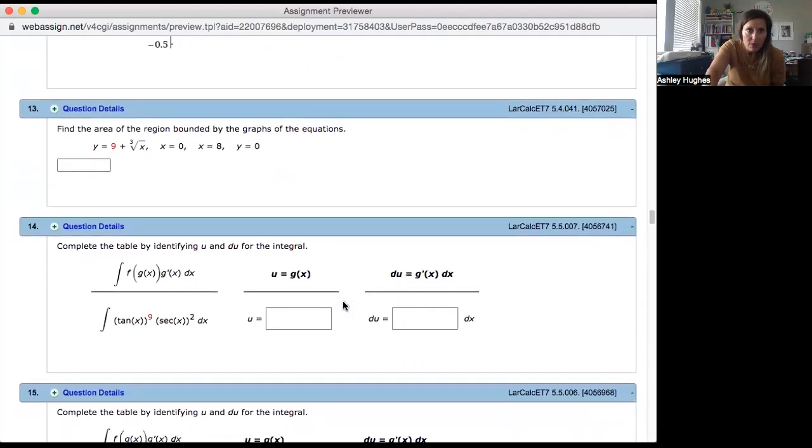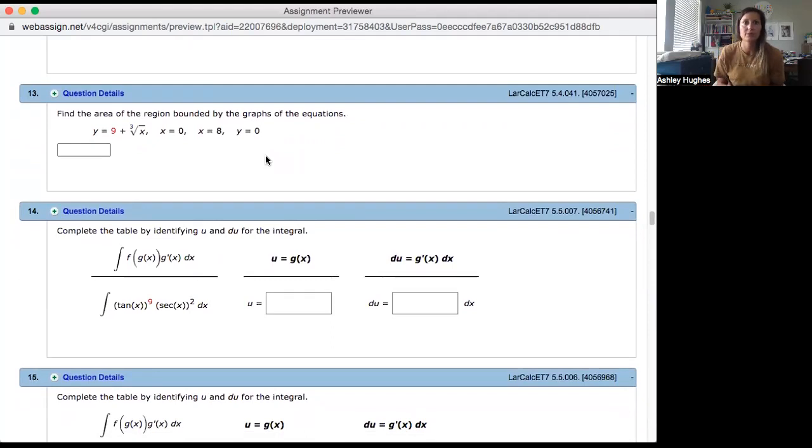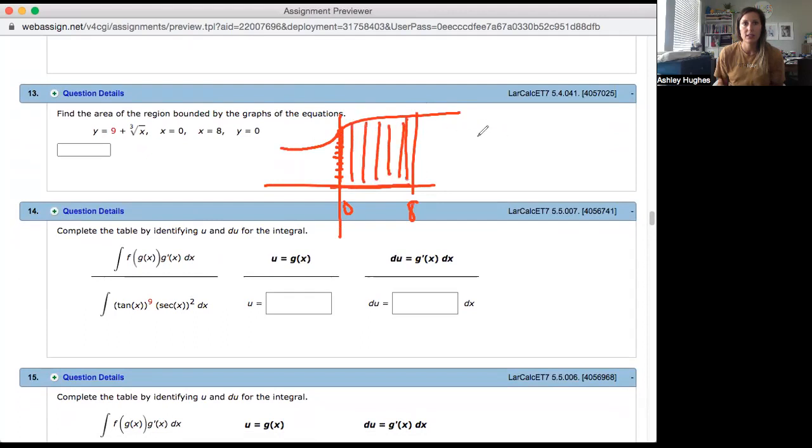Find the area of the regions bounded by the graphs with equations. 9 plus root x would be like the cube root, shifted up here. x equals 0, x equals 8. So we're trying to find this area here. So we're just going to integrate from 0 to 8 of 9 plus x to the 1/3.